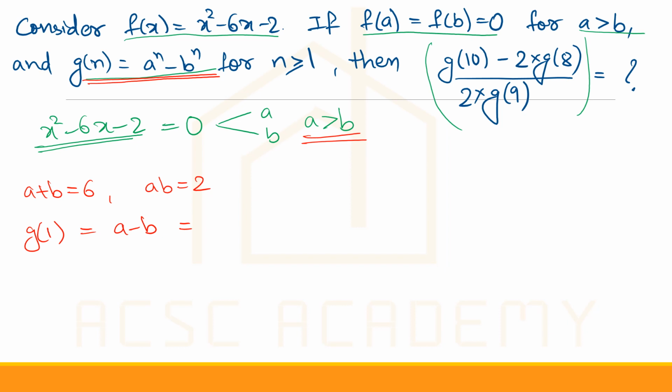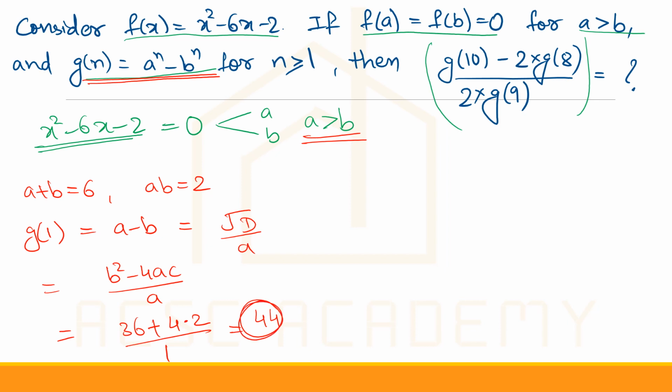So simply let us write that as root D by a, which we know is root of b squared minus 4ac, upon a. That will be the value of g of 1. So let us substitute: 36 minus 4 times minus 2 times 1. So that becomes 36 plus 8, which is 44. So we have got the value of g of 1 to be 44.